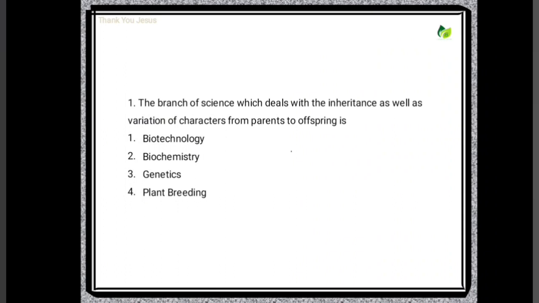The branch of science which deals with the inheritance as well as variation of characters from parents to offspring is. Options are biotechnology, biochemistry, genetics, plant breeding. Correct option is genetics, because genetics is the study of genes, variation and also heredity in organisms.